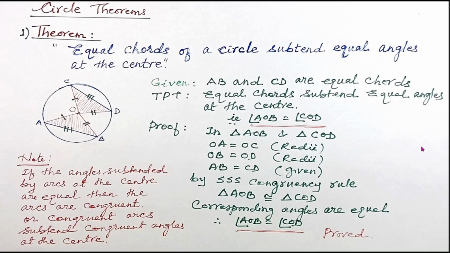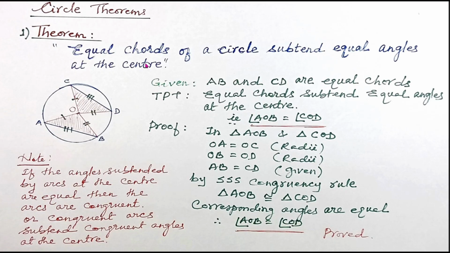Now, the properties of chords on circles. The first theorem states that equal chords of a circle subtend equal angles at the center. The meaning of this is, there are two chords AB and CD and they are of equal length. Now we have to prove that the angles which these two chords AB and CD subtend at the center, that is angle AOB subtended by the chord AB and angle COD subtended by the chord CD, are equal.